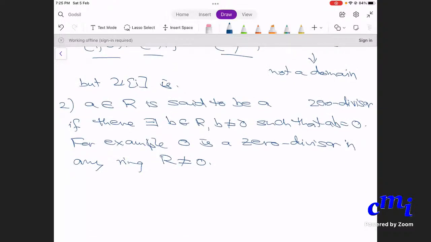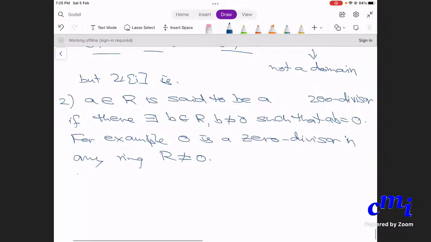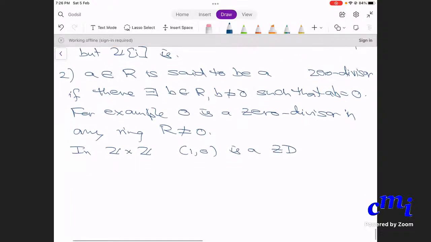Fine. And in Z cross Z, we already just saw that example, the element (1, 0) is a zero divisor. (0, 1) is a zero divisor.